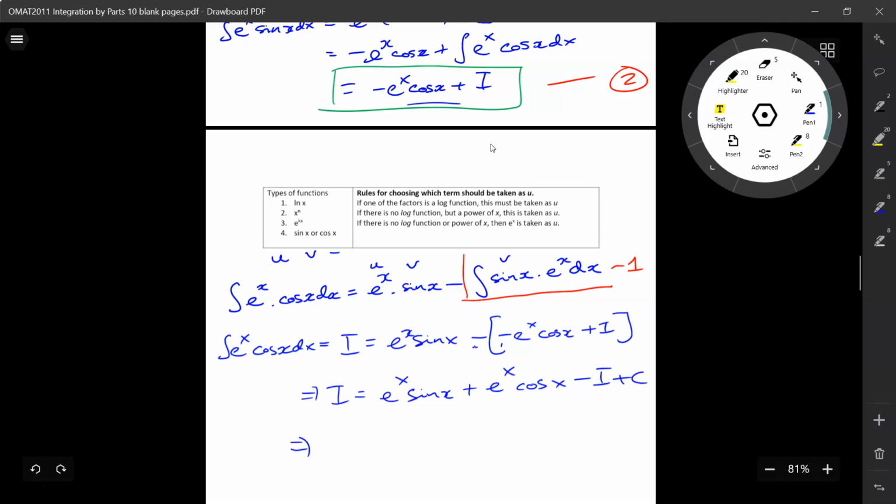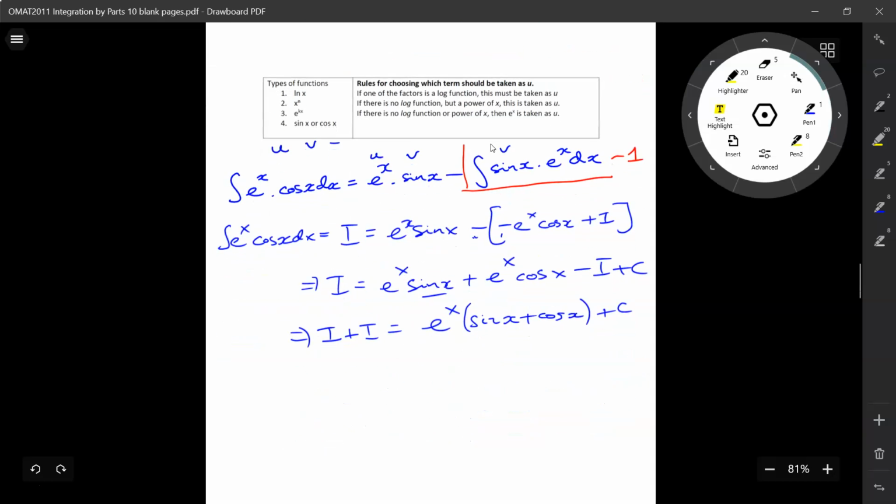Of course that means we bring across the I, so we have I plus I, which is 2I, equal to exponential x, and I can factor that out, so it's sine x plus cosine x, plus a constant of integration. That implies that 2I is equal to that, and so I is exponential x over 2 times the sine of x plus the cosine of x, plus a constant of integration.